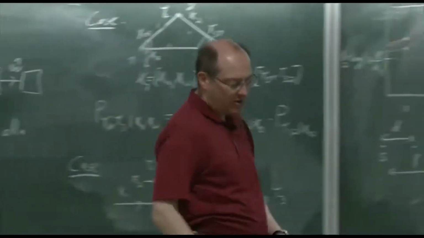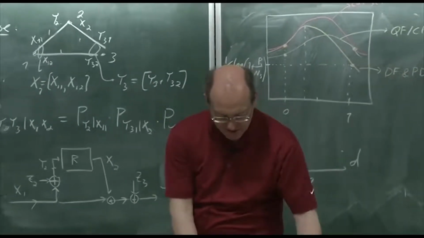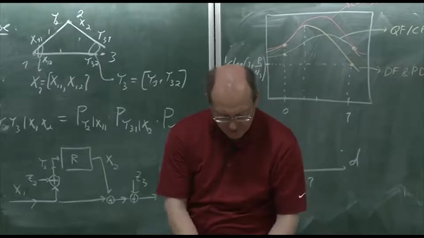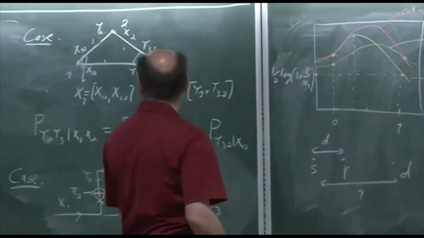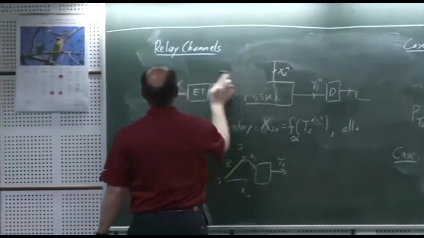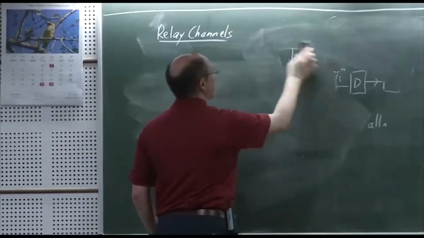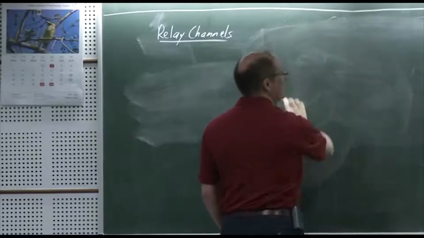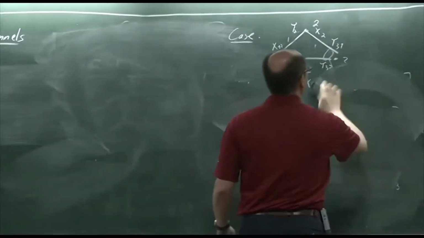Good, so today what I'd like to do is complete the relay channel section, where we'll focus on the compress forward, quantize forward method, which is a really interesting method that got a lot of attention recently under the name of noisy network coding. It's basically the same method. So let's talk about that.